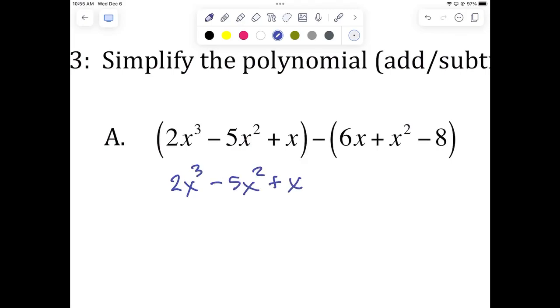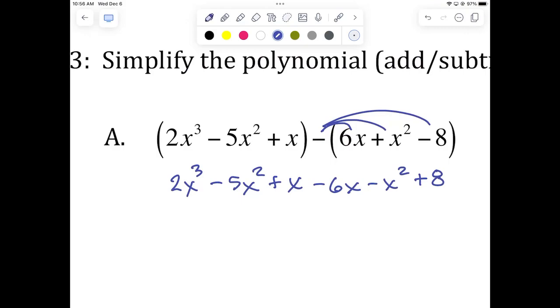The goal is to get rid of the parentheses, right? Because the parentheses are like walls, and walls keep people separate or apart. We want to combine like terms, so we want to tear down these walls. All right, let us distribute. Minus 6x minus x squared plus 8. There we go. And now all we have to do is combine like terms, and I'll write it in descending order of degree.